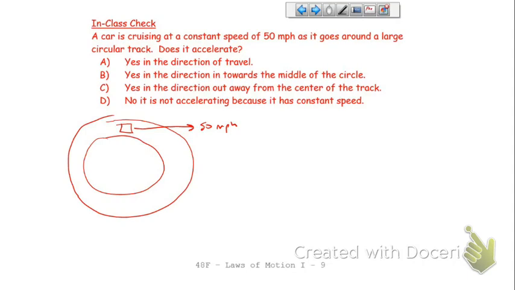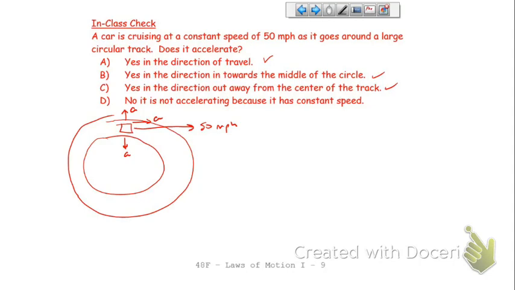Does the car accelerate? And if it does, why? Does it accelerate in the direction of travel? Is it in the middle of the track? Is it towards the outside of the track? Or is there no acceleration? Again, decide what you think.